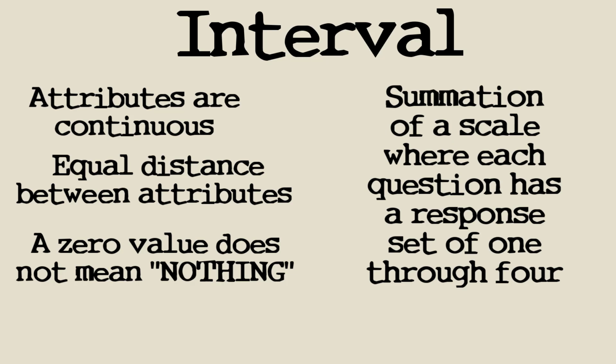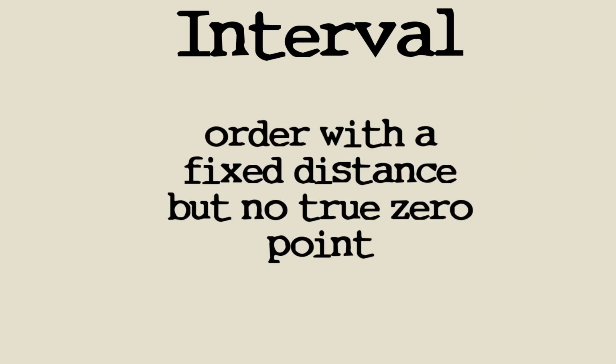Another example of an interval variable is a composite score, or scores of a scale that have been summed up. So if I had 10 questions, each with a response set of 1 to 4, and sum them up, the lowest I can get is a 10. The highest I can get is a 40. There is no zero. So attributes of an interval measured variable are ordered with a fixed distance, but no true 0 point.